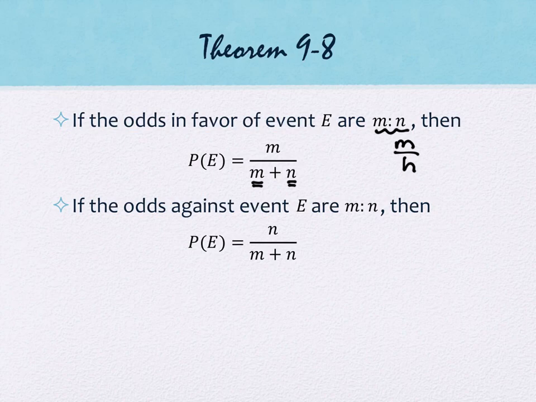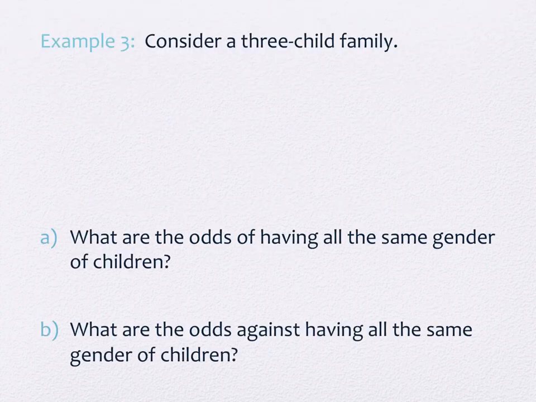All right, so let's look at an example. We're going to do a 3-child family. We've done some of these tree diagrams, and we're going to do one now. We're considering a 3-child family, and part A is going to ask us the odds of having all of the children the same gender. So we're going to start by doing child number 1, and child number 1 is either a boy or a girl.